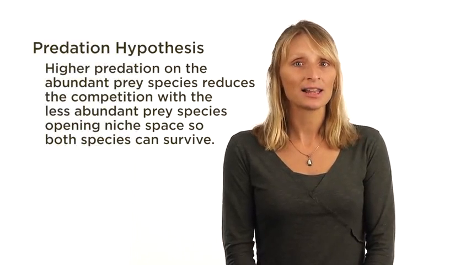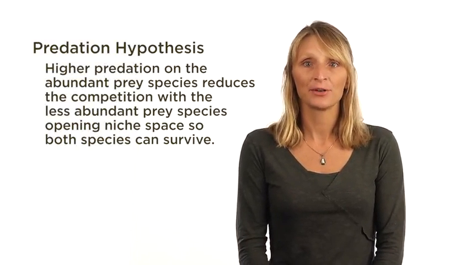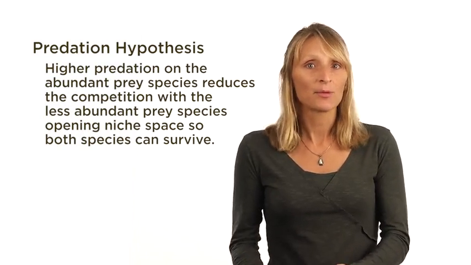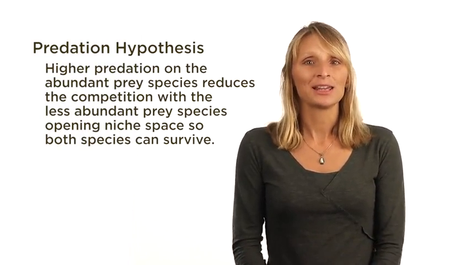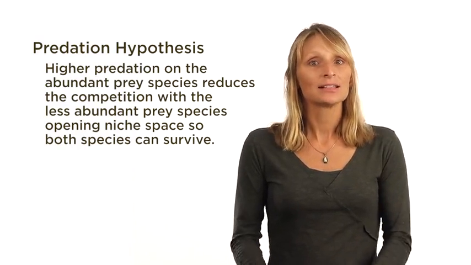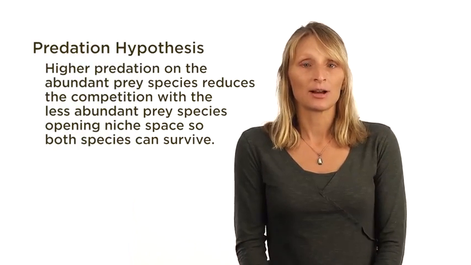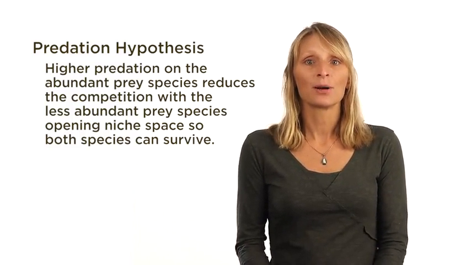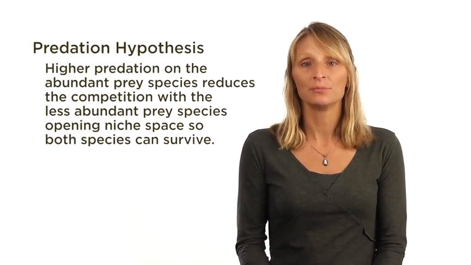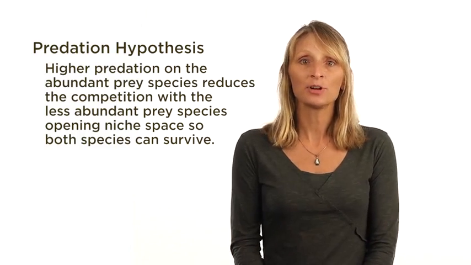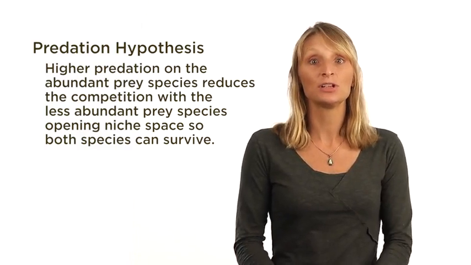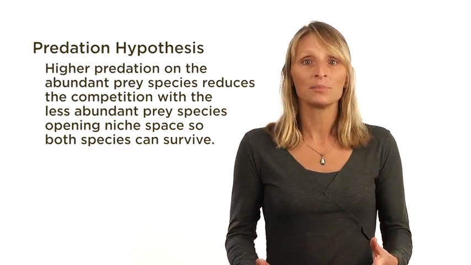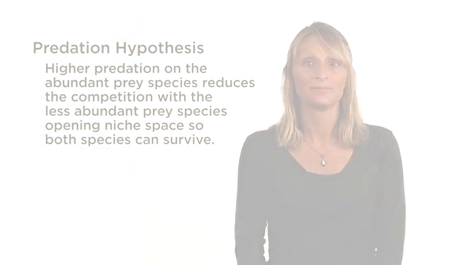Predation is another biotic interaction that may give rise to higher biodiversity, and not just in the tropics. Predators, like jaguars and eagles, aren't terribly picky when it comes to the prey they will eat. As long as it's the right size, they'll basically eat whatever they can catch. By simple probability, predators are more likely to encounter the most abundant prey species. Higher predation on the most abundant prey species reduces competition with the less abundant prey species, thus opening up niche space so that they can survive.